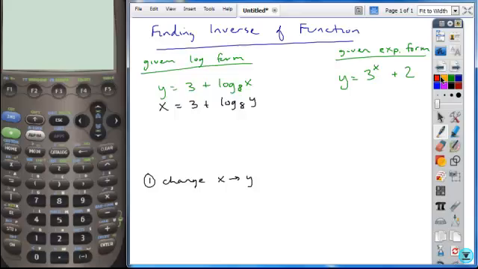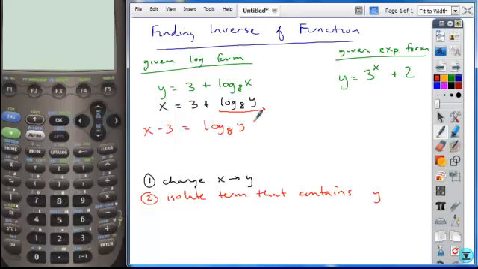All right. Then the next thing that you do is isolate the term that contains your y. In this case, that is right here. In order to isolate this, we need to subtract a 3 from both sides, right? So the next step is x minus 3 is equal to log base 8 of y.